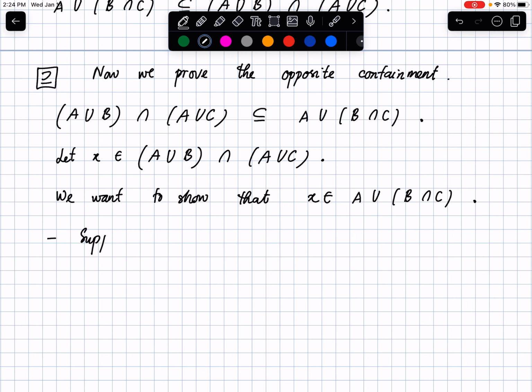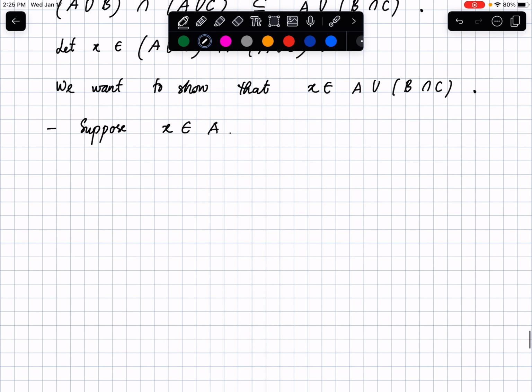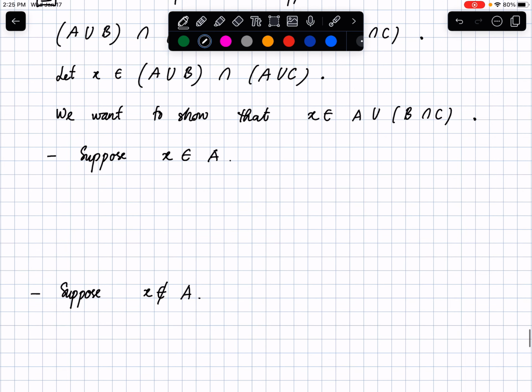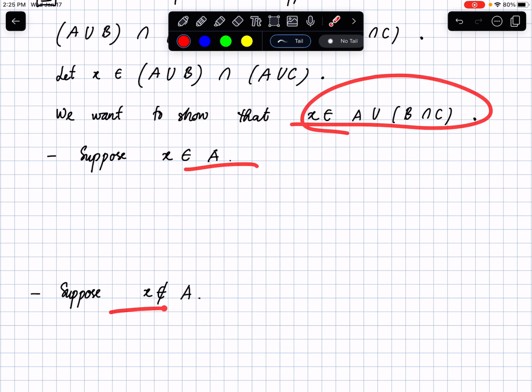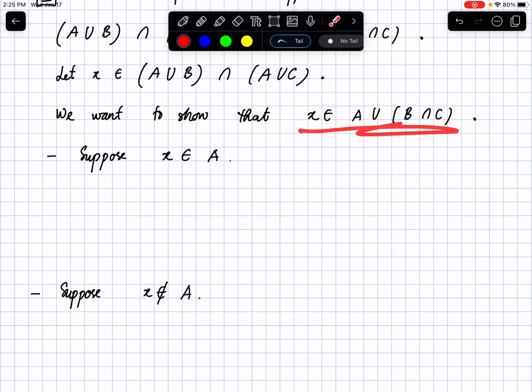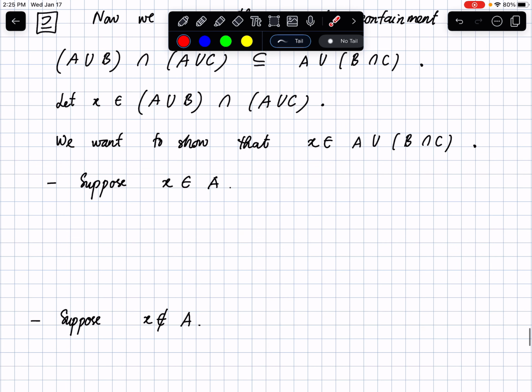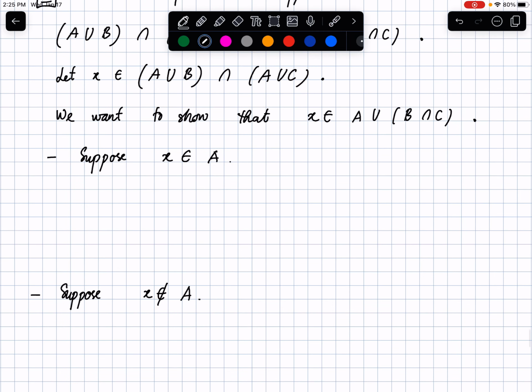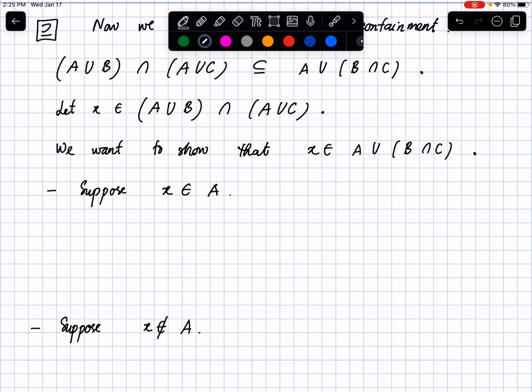Case 1. Suppose X in A. In case 2, suppose X is not in A. Okay. So if X is in A, we want to show this. If X is not in A, we want to show this. Right. So that's the only case we can possibly have. X in A or X not in A. Right. So let's do the first case. Suppose X in A, then what happened?